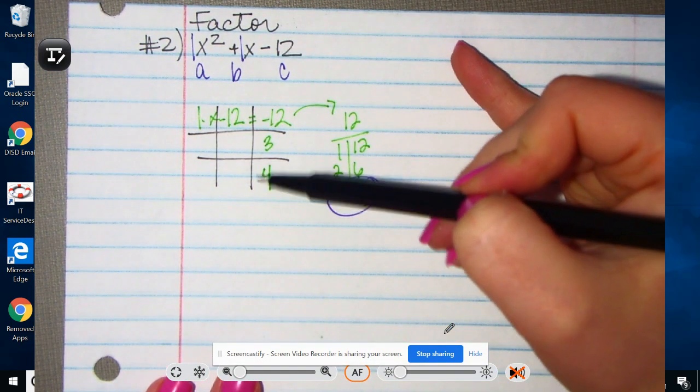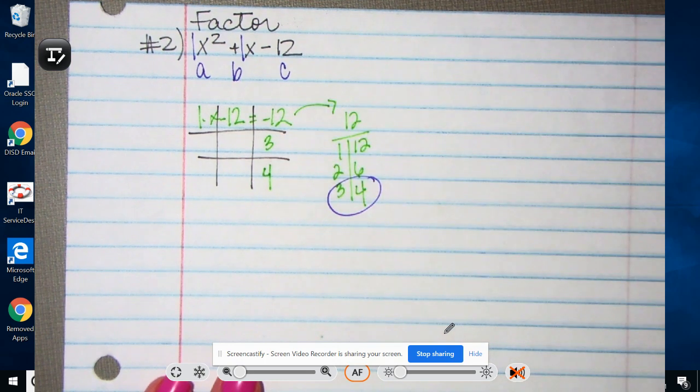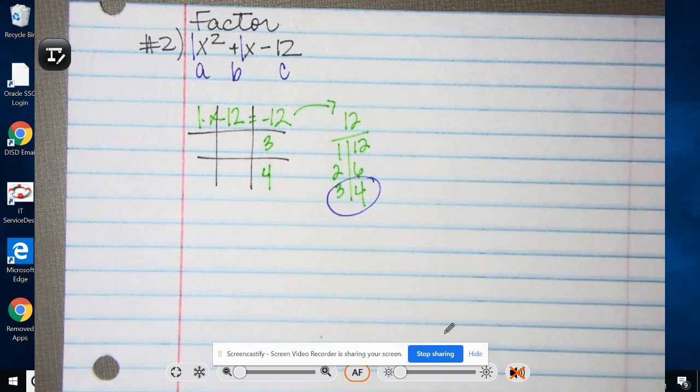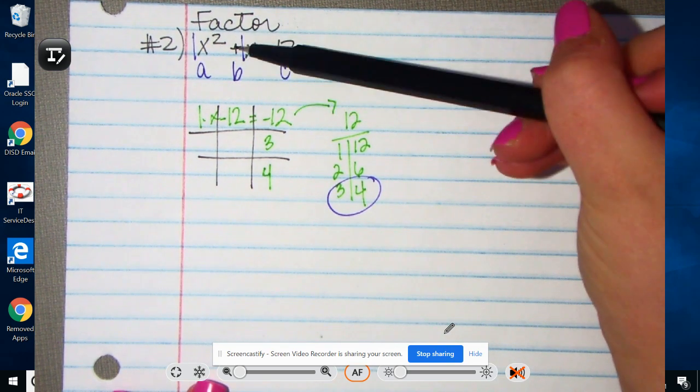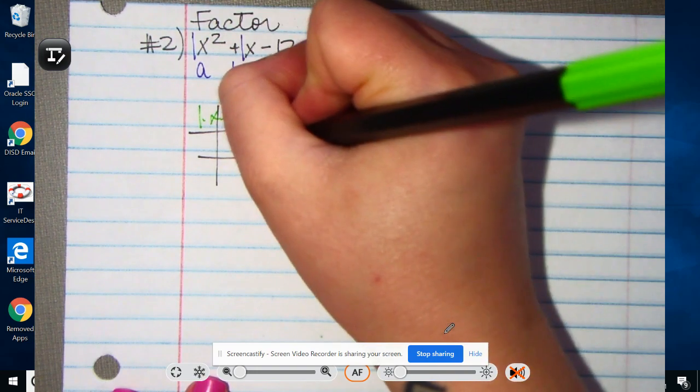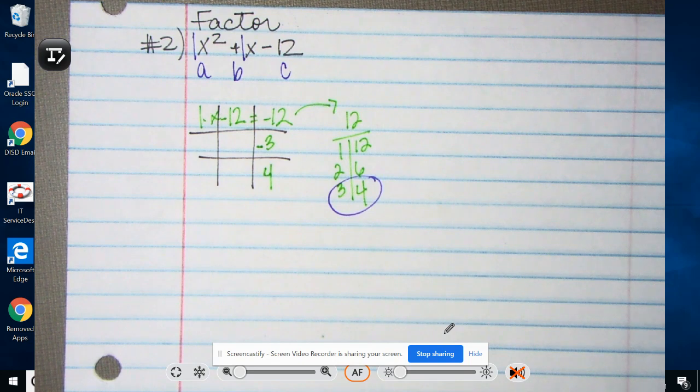If we look at our signs, positive times positive doesn't give us negative, and 3 and 4 doesn't give us 1. So either one or both of our numbers need to be negative. So you look at B, and B is positive. So that means our bigger number is going to be positive, so our smaller number has to be negative.